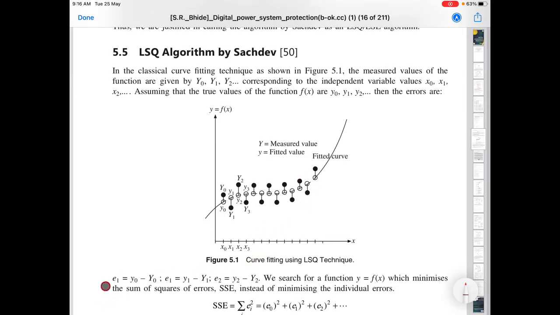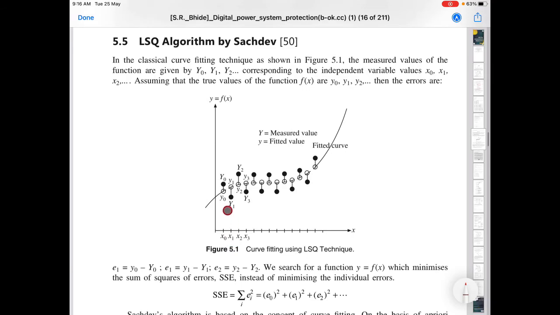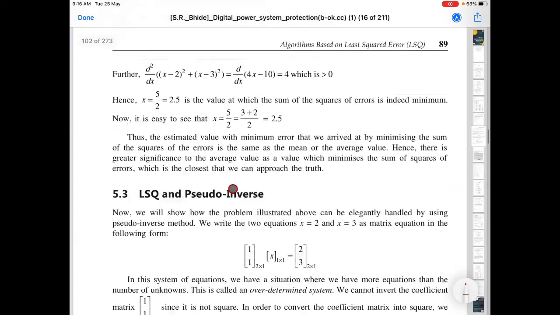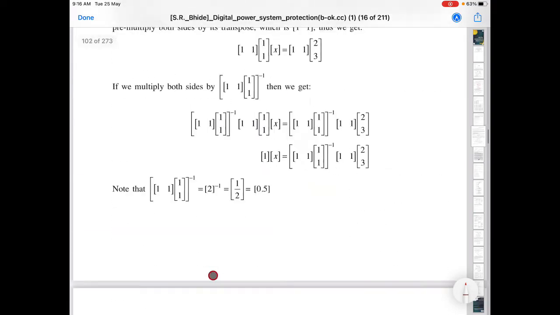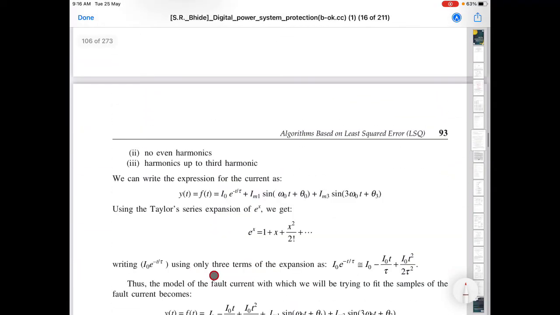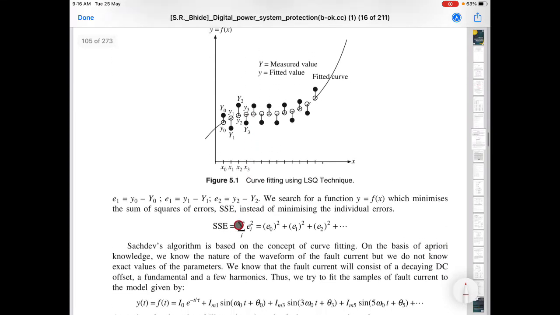So you try to fit it in the curve. How do you do it? E naught is equal to small y naught minus capital Y naught, E1 is small y1 minus capital Y1, and so on. That is the error, right? Error is the difference of these two. That's what we have taken in the earlier case. Error is the difference of actual minus measured. The same concept we have applied here.